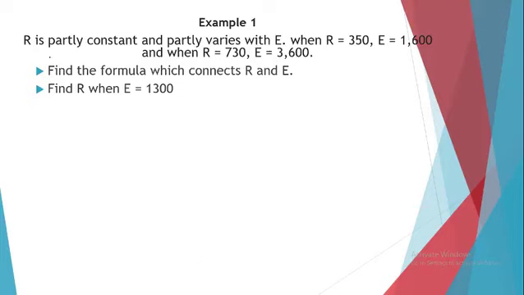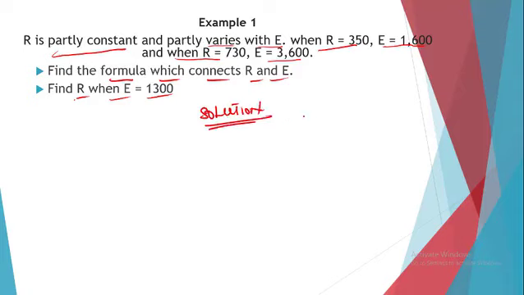So let's quickly take the example on the screen. R is partly constant and partly varies with E. When R is equal to 350, E is equal to 1600, and when R is equal to 730, E is equal to 3600. And then the question is, find the formula which connects R and E. That's A. Then B, find R when E is equal to 1300.